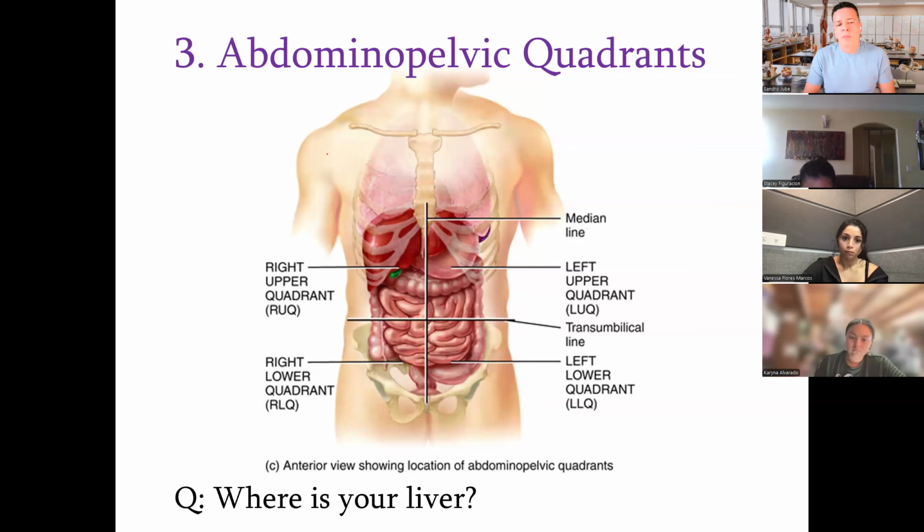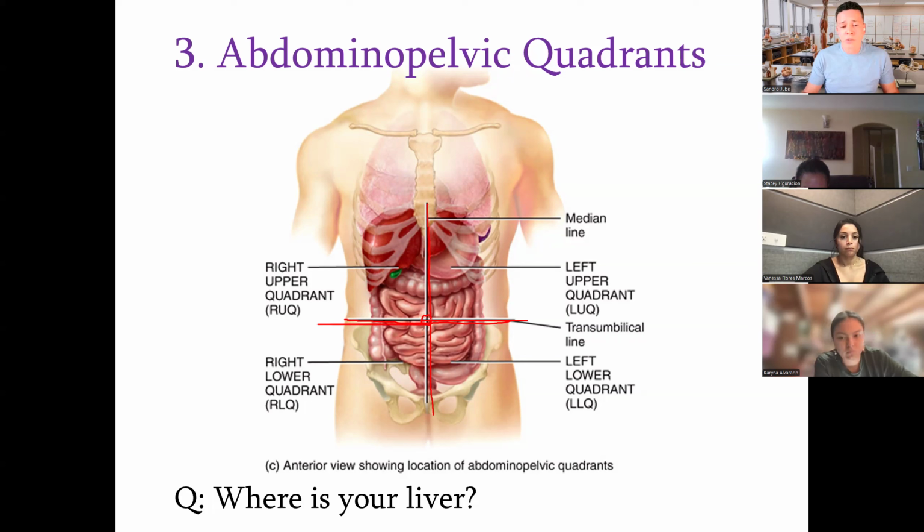How are those abdominal pelvic quadrants created? They are created by 2 perpendicular lines. One vertical line called the median line passing right through the belly button, right through the middle of the body, and a horizontal line called the transumbilical line passing also right through the belly button. So there you have it. You have created 4 different quadrants.